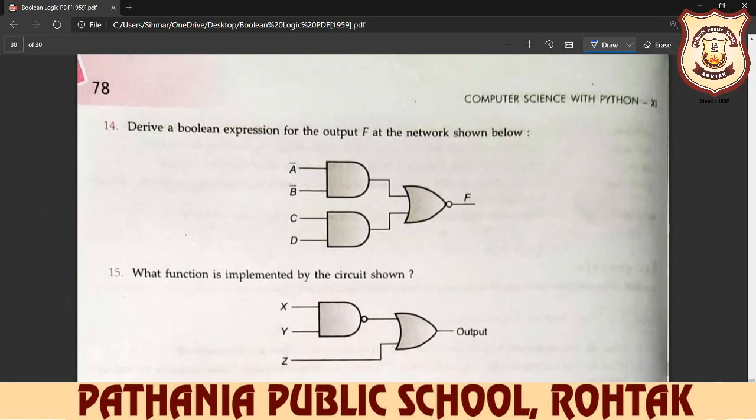Derive a Boolean expression for the output F. We need the output here. So what is the output of this? A complement and B complement. So the AND gate is here, and in an AND gate there is always a multiplication sign. So A complement B complement is the output of this. And what is the output of this? C and D. Okay, now the OR gate is here. So what is the output here? (A complement B complement plus CD) whole complement. Why whole complement? Because the OR gate is here and this is your NOR gate.